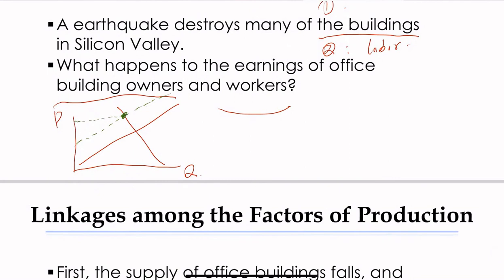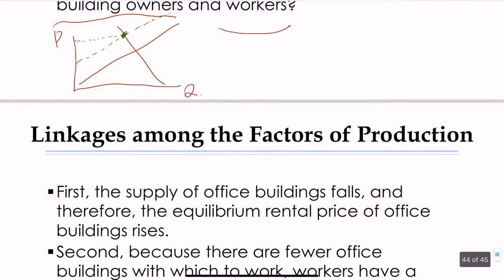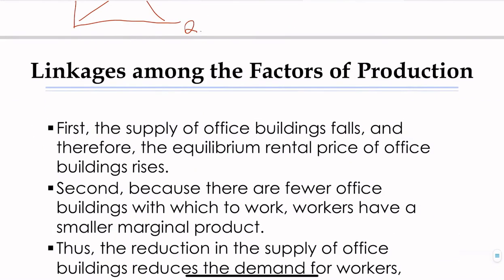And you can see that on the surface, it seems that this is only about office buildings, because on the surface, an earthquake should only affect office buildings, right? But you can see that different factors are just related. If office buildings get destroyed, then these office workers don't have enough office space. So in this case, these workers will have a lower marginal product, right?